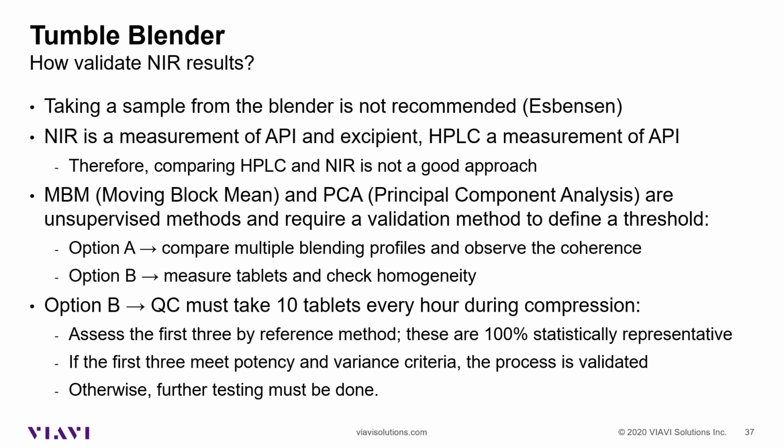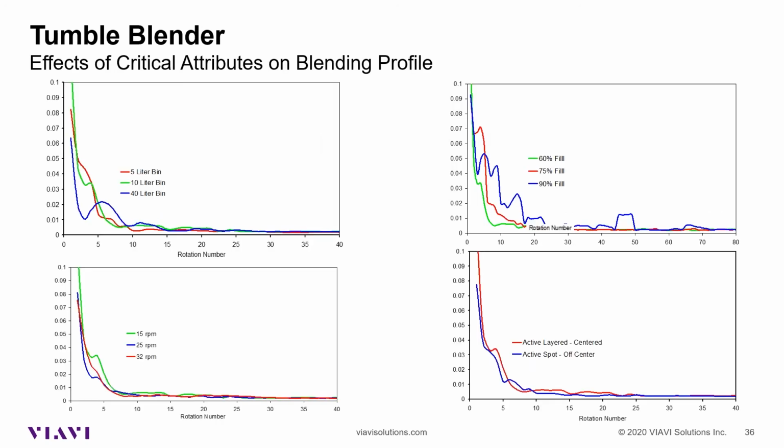We can use two different kinds of algorithms, the moving block mean or moving block standard deviation, and the principal component analysis. But both are unsupervised methods. So when I put my threshold, if I go back to this slide, when my product is blended in a proper way, with the moving block, or eventually even with the principal component analysis, I cannot, even if I use the F-test, be 100% sure that the product is mixed.